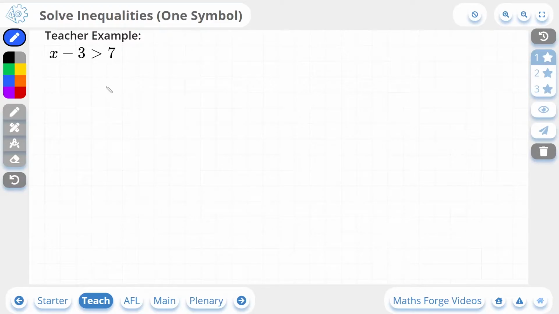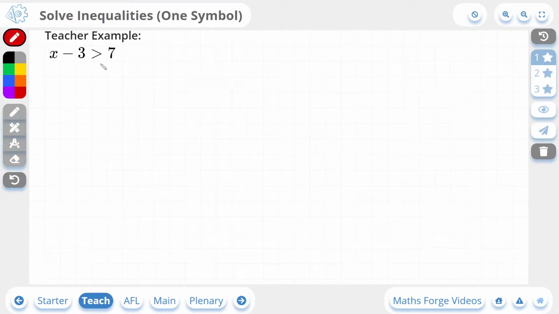Let's take a look at our first example. Here we're being asked to solve x minus 3 is greater than 7. So just as you would do with a regular equation, to solve this means to isolate the x. So in order to isolate the x, we need to get rid of anything that's attached to it. So currently there's a minus 3 attached to it.